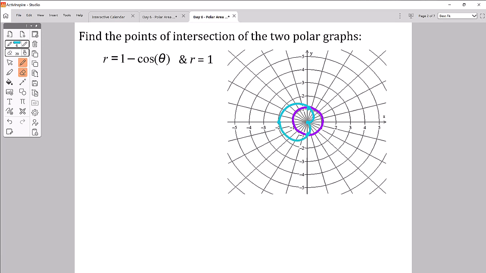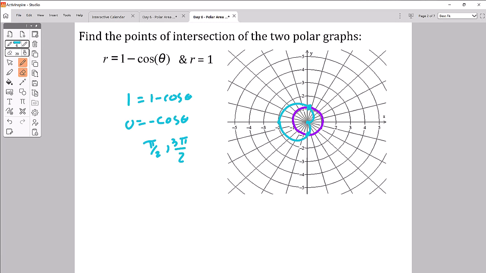And we're looking for the intersection. It's pretty obvious looking at here where the intersection might be, but we should still calculate it just to make sure. 1 equals 1 minus cosine theta. Subtract the 1. Cosine is equal to 0 at pi over 2 and 3 pi over 2. There we go. So those are our points of intersection.